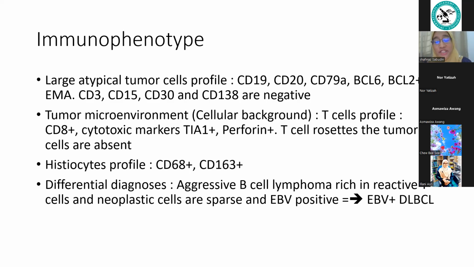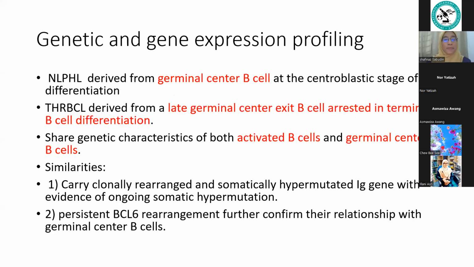It's also important to consider aggressive B-cell lymphoma rich in reactive T cells and very sparse tumor cells by using an EBV stain in addition, because you also want to rule out EBV positive DLBCL, especially in the elderly age group. Okay, that's it about both nodular lymphocyte predominant Hodgkin lymphoma and T histiocyte rich B-cell lymphoma.